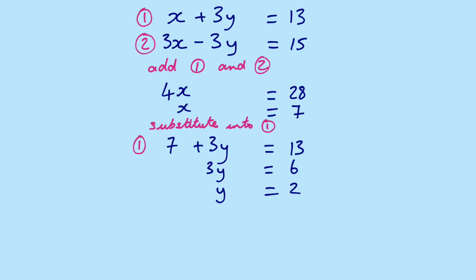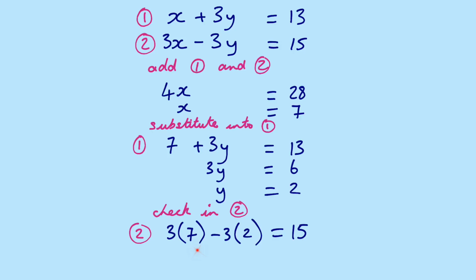And don't forget the very important last step, which is to check in the other equation. So checking in equation number 2, putting the x value and the y value into equation number 2, we will get 3 times 7, which is 21, minus 3 times 2, which is 6, gives me, in fact, 15. So that is definitely correct.